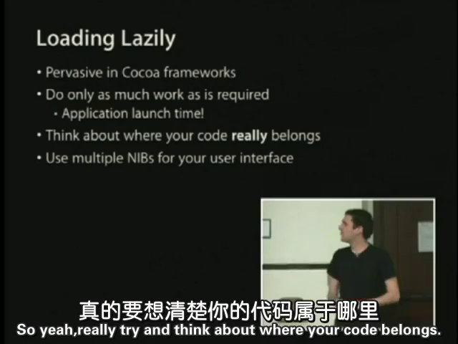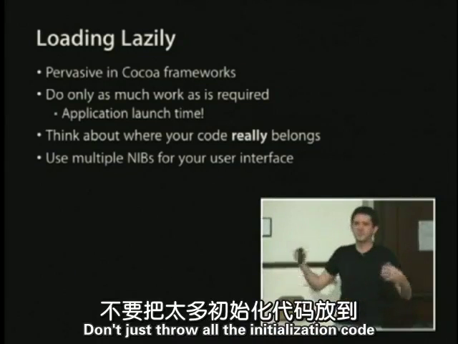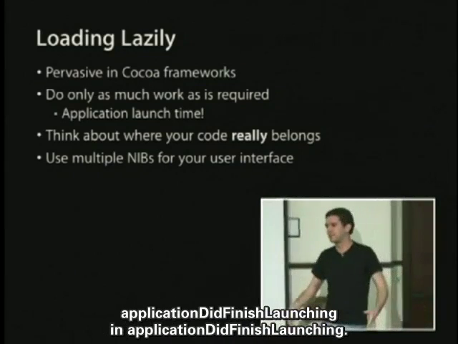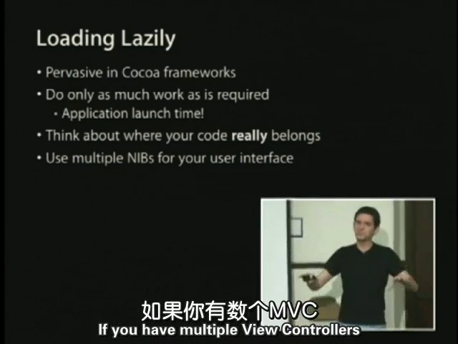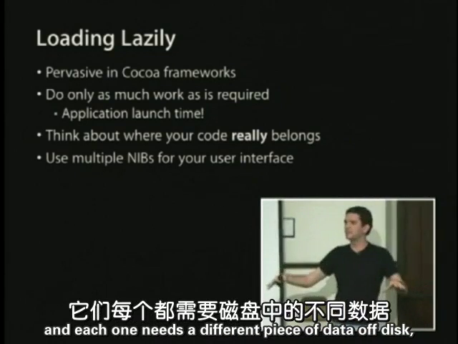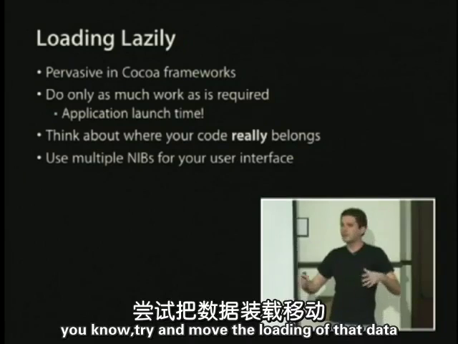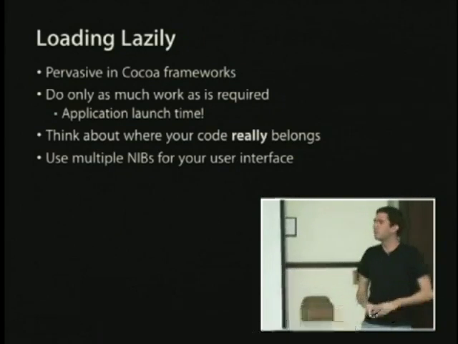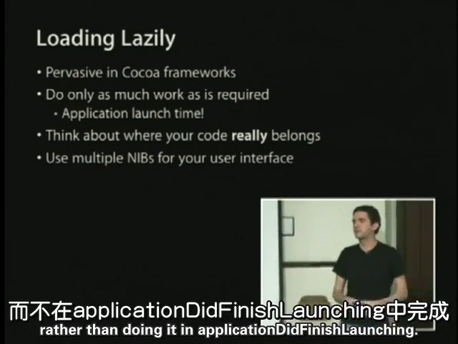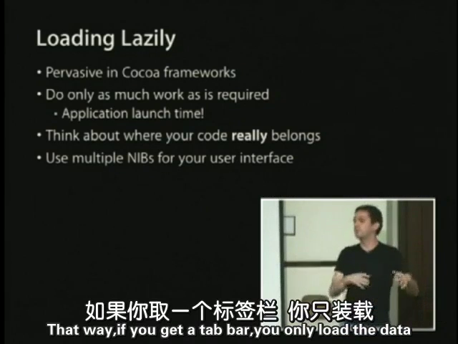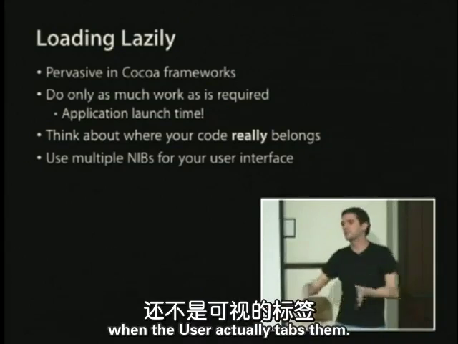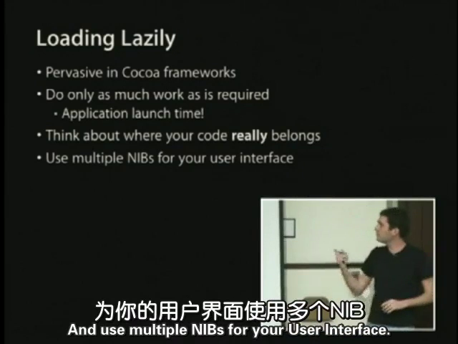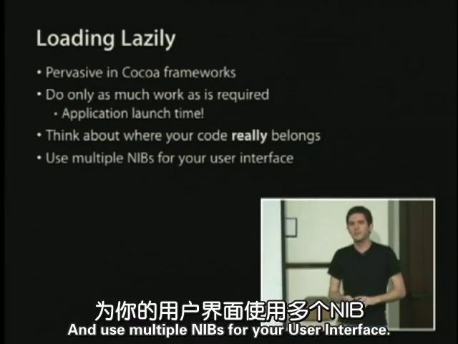So really try and think about where your code belongs. Don't just throw all the initialization code in applicationDidFinishLaunching. If you have multiple view controllers and each one needs a different piece of data off disk, try and move the loading of that data into viewDidLoad or viewWillAppear, rather than doing it in applicationDidFinishLaunching. That way, if you've got a tab bar, you only load the data for the tabs when the user actually taps them. And use multiple nibs for your user interface.